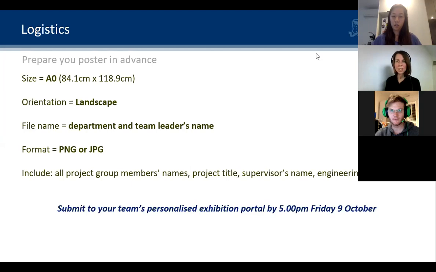Does anyone have any questions about the logistics of preparing it and uploading it? So I sent out an email last week about accessing your exhibition portals. Again, please try and do that now and not 2 minutes before your deadline. You can troubleshoot anything. If you can't access it for any reason, please try and do it now and let me know if there's any issues and I can help with that.